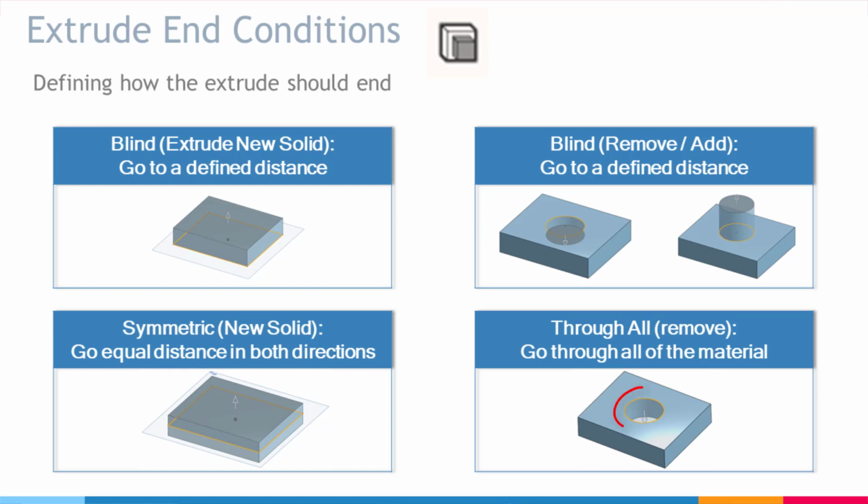And that's what you see here. When you select through all on this hole, it will remove all of the material in this solid. And just another thing to note is that since this end type is through all, there's no distance we're defining, so the input box for depth will disappear, and so you can't actually define a depth since it's through all.